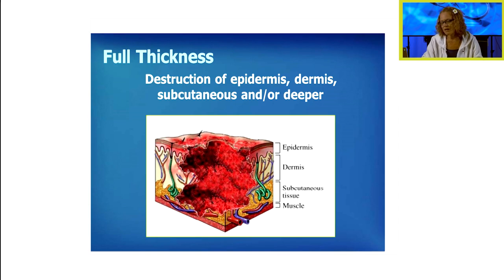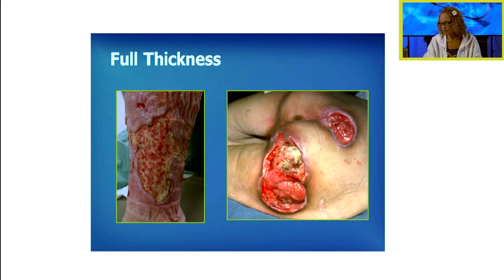epidermis and dermis. In a full thickness wound, we've got destruction of the epidermis and the dermis. However, we've also gone deeper into the subcutaneous or fat tissue, and maybe even deeper. And so here we can see in this image, the epidermis has been disturbed, the dermis. We can see that this wound goes deep enough into the subcutaneous tissue, and maybe we can even visualize some deeper layers of bone and muscle. So these are some examples of what a full thickness wound will look like.